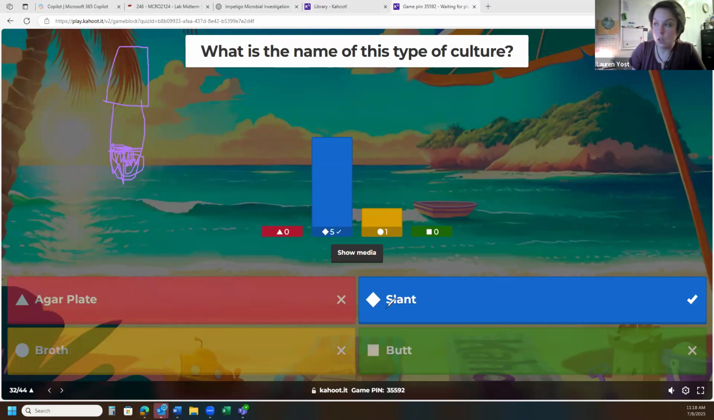That's a butt. So plate, slant, and butt are all solid media, and they're solid thanks to stuff that we add to it that makes it solid, which was agar, which we went over way back when. That was like exercise 1 or something. So, but you do need to know that. And which one is liquid? Broth. It's the only one. If it's liquid, it's a broth. Okay? All right.